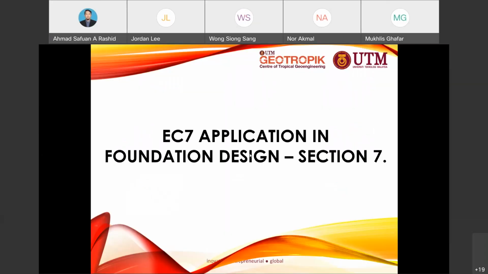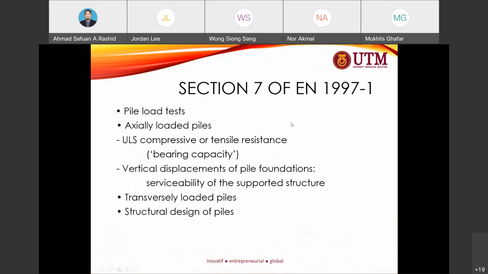Okay, then we discuss the application in foundation design. If you look at EC7, it is under section number 7. Under section number 7, we have the pile load test as a loaded pile, which is ULS compressive or tensile resistance to get the bearing capacity, vertical displacement of pile foundation, stability of the supported structure, transversely loaded pile, structural design of pile.